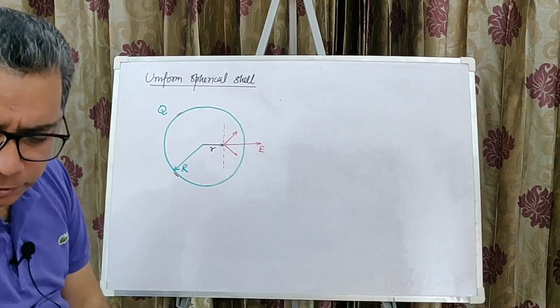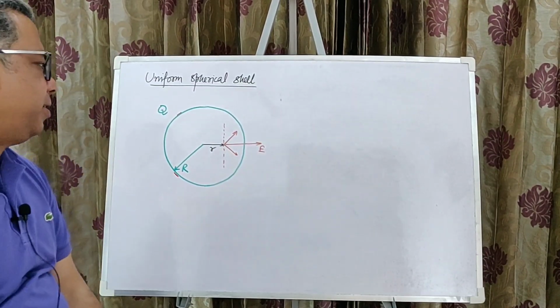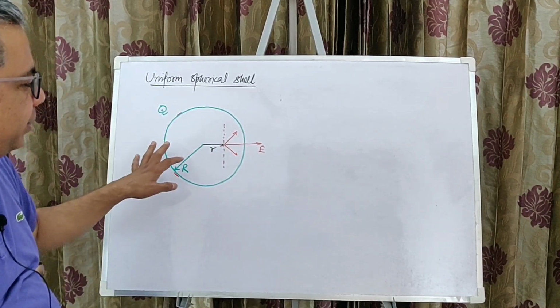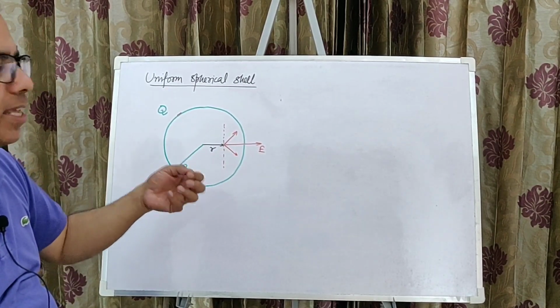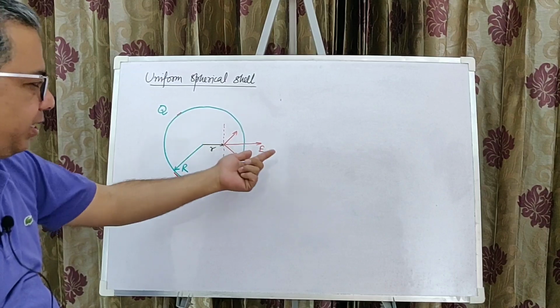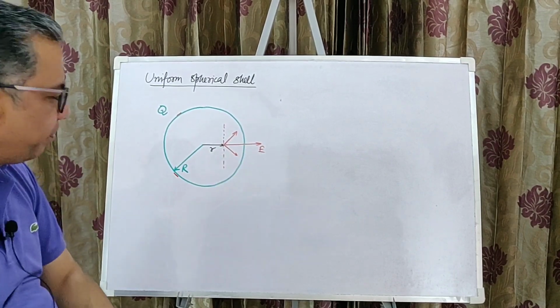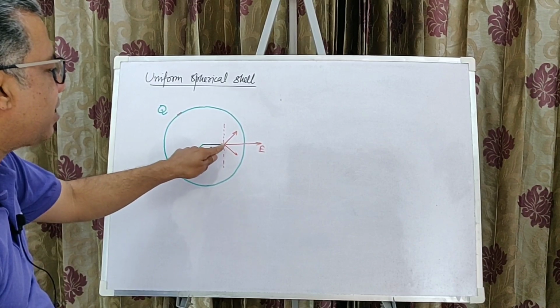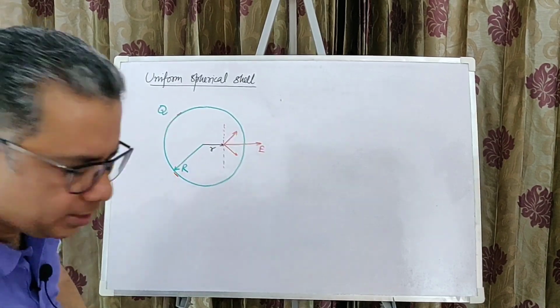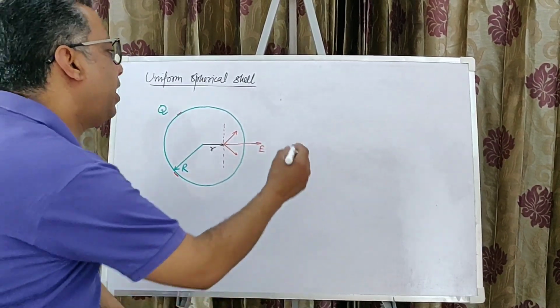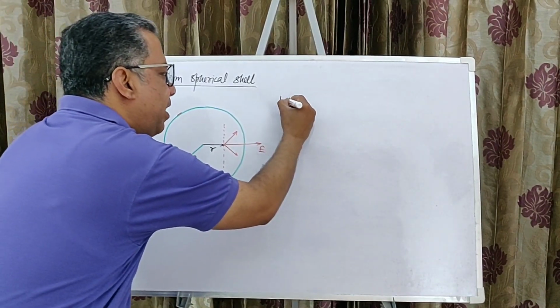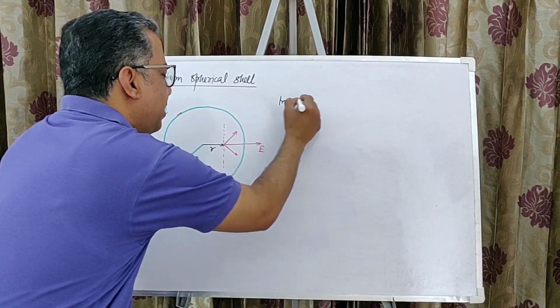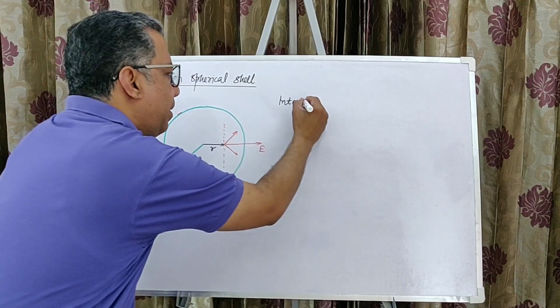Now we have to develop a Gaussian surface for which we calculate flux and then calculate eventually the magnitude of this electric field. So to start with, we are calculating electric field at a point inside this shell. So we are looking at the interior of the shell.